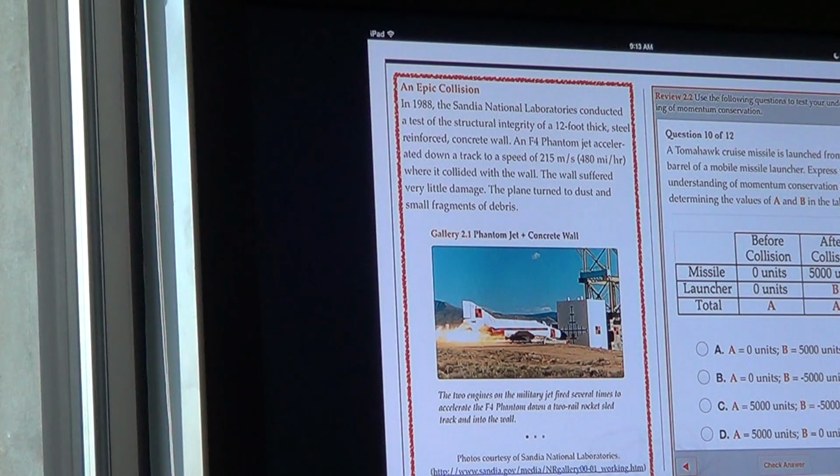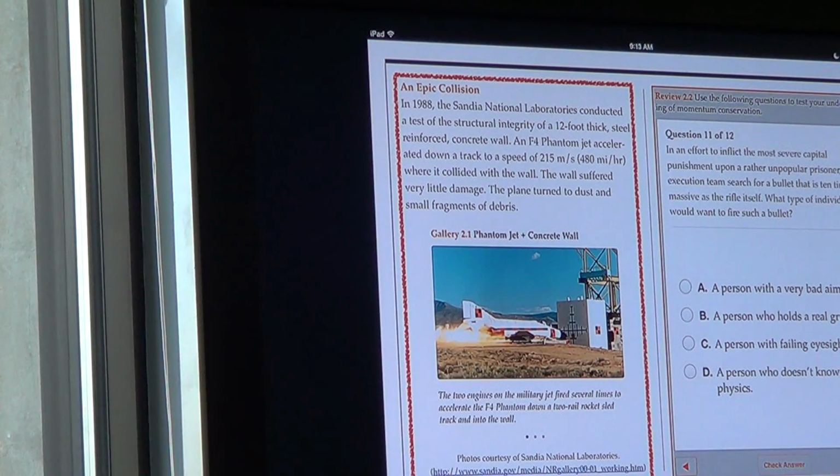Okay, a Tomahawk cruise missile is launched from the barrel of a mobile missile launcher. Express your understanding by determining the values of A and B in the table. B. Good. So before the collision, if there was 0 momentum, then after the collision there will also be 0 momentum, and so the launcher must be negative 5,000.